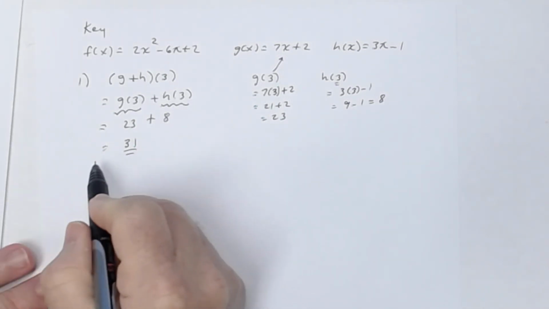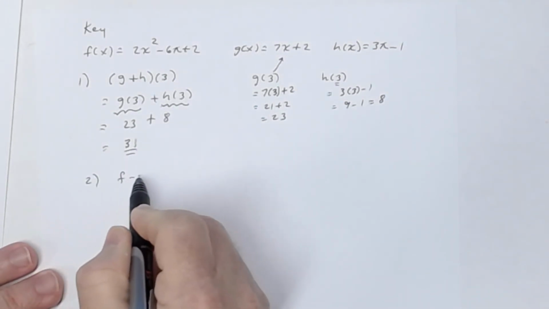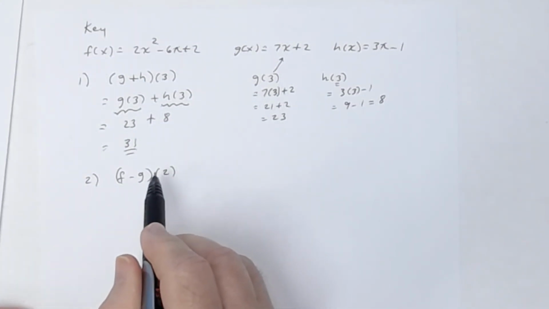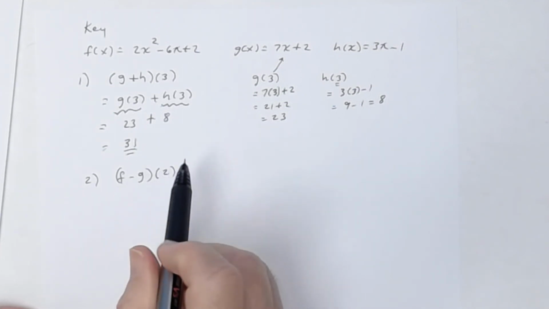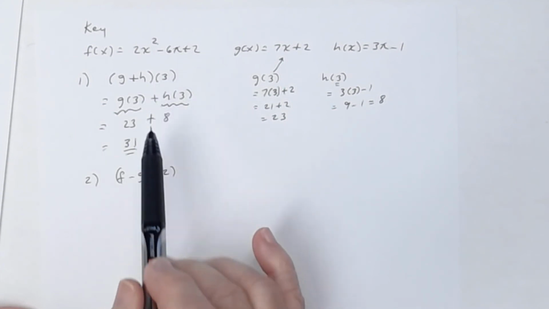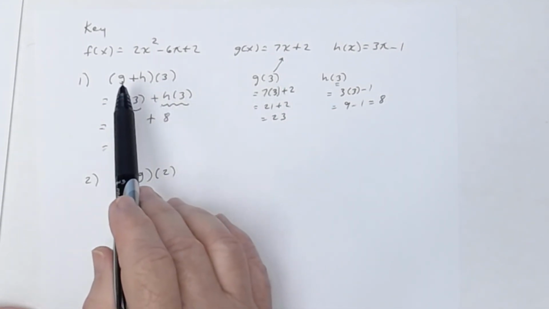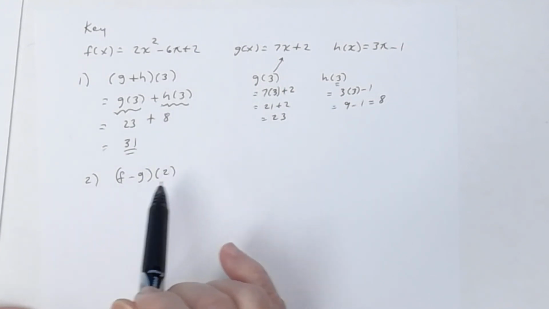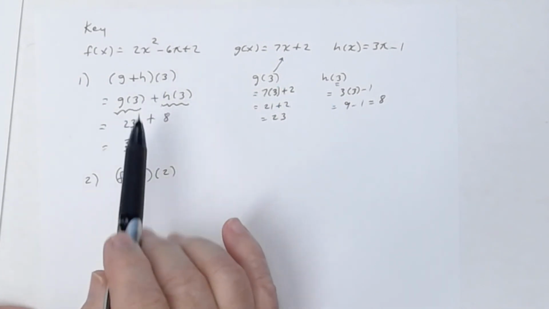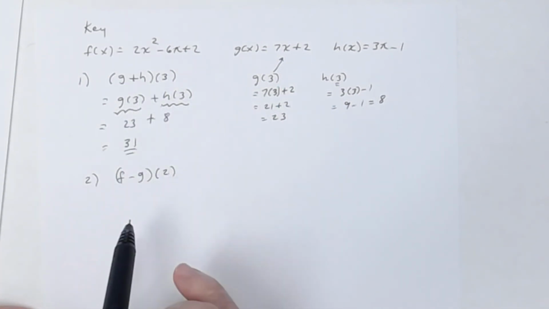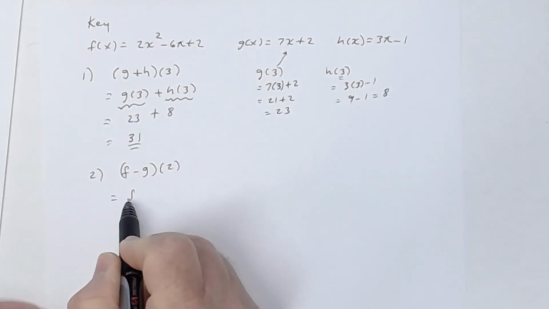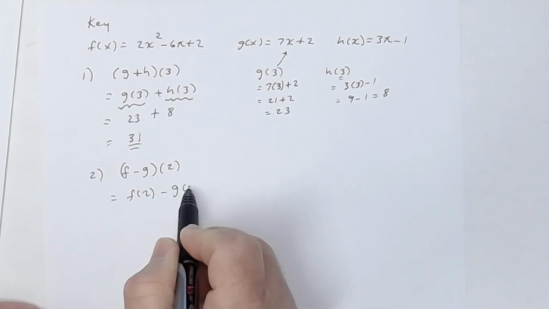Okay, so let's look at number 2. We have f minus g at 2, or f minus g evaluated at 2. In the lessons, we talked about the fact that you shouldn't think of this as multiplication. That's not what that is. That does not mean g plus h times 3. So be careful. This means g plus h evaluated at 3, f minus g evaluated at 2. By definition, then, this becomes f of 2 minus g of 2.